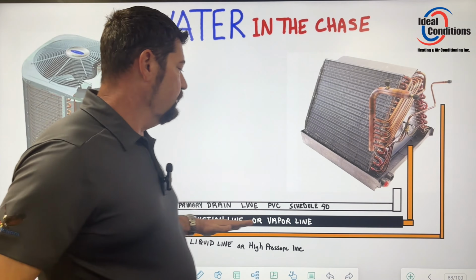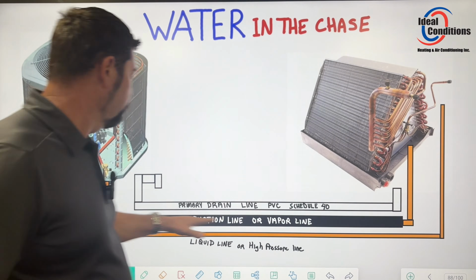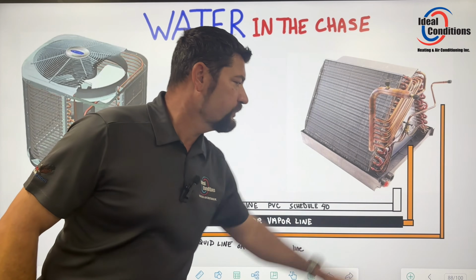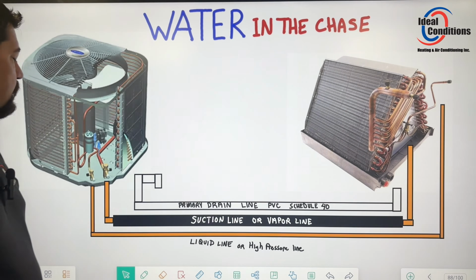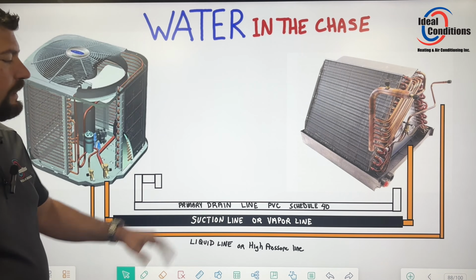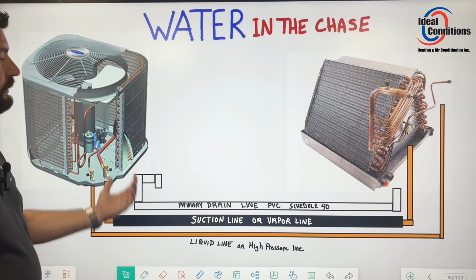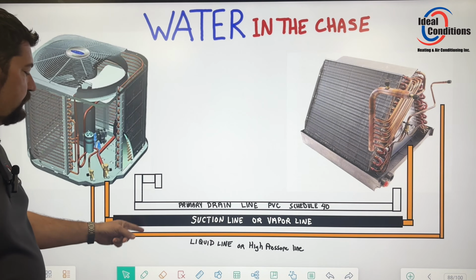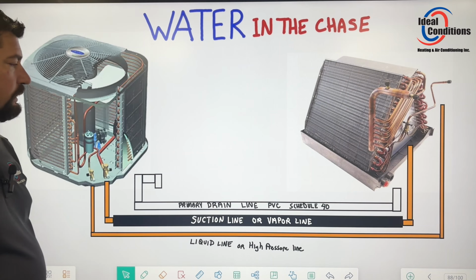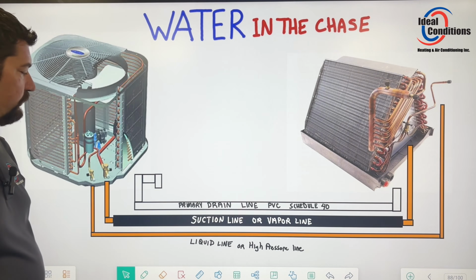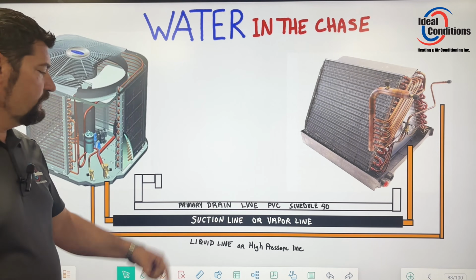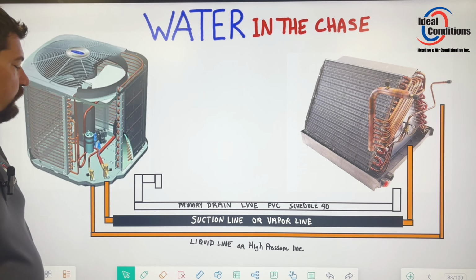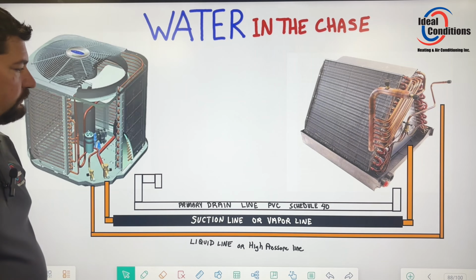Why is the armor flex, the black insulation, on the suction line? Why? And when it's not there, what could happen? I've seen where these liquid lines and these suction lines rub together, and they create refrigerant leaks. Having that armor flex there does protect against that. It's an extra layer of protection, so it's not skin on skin, right?